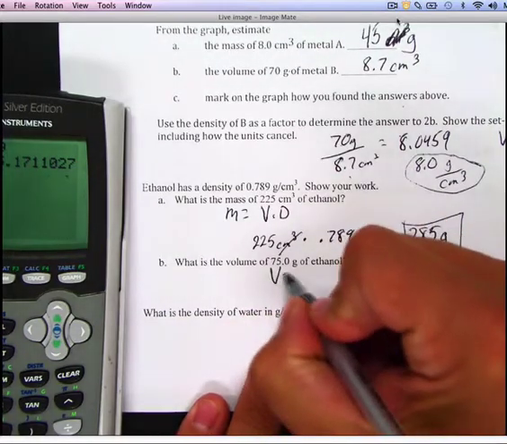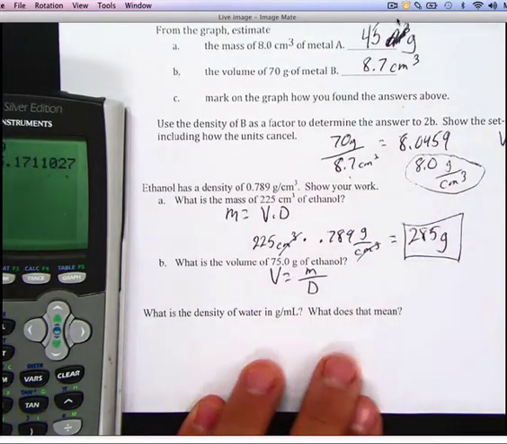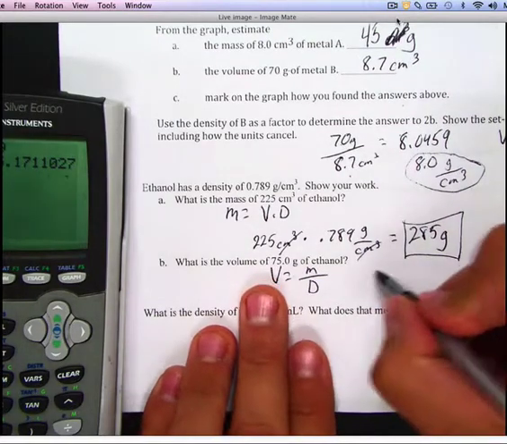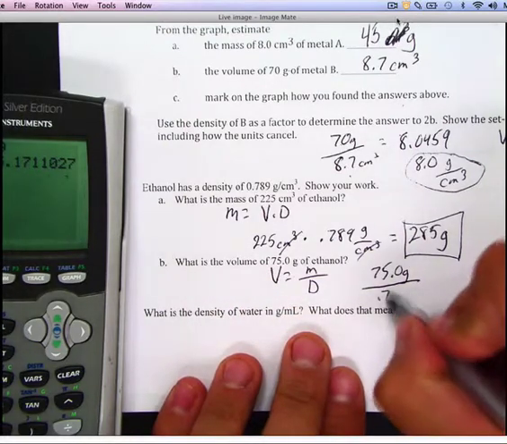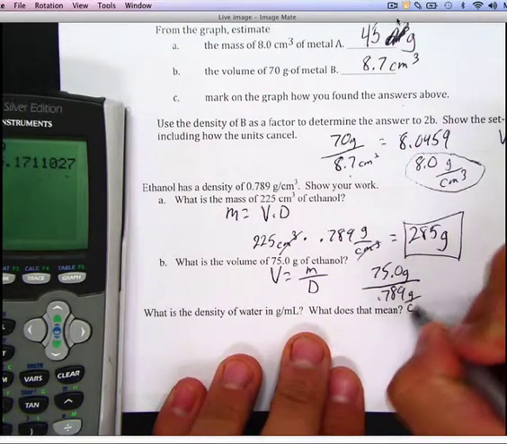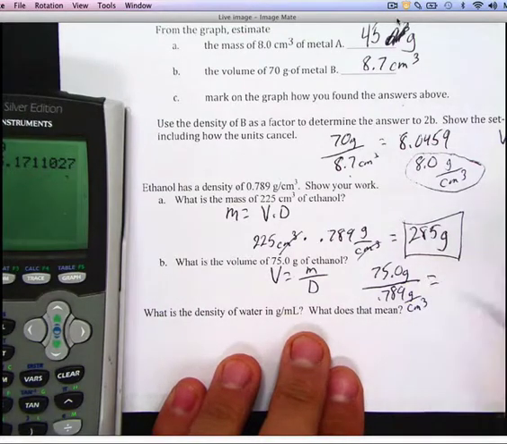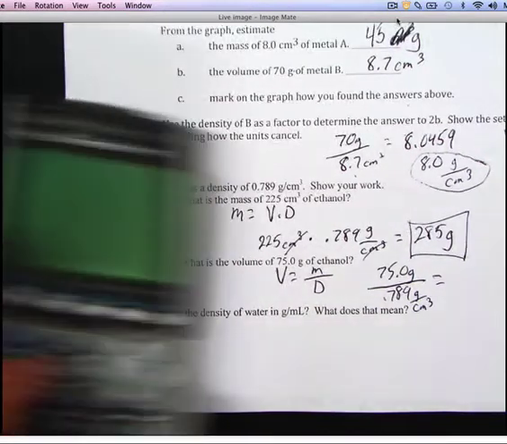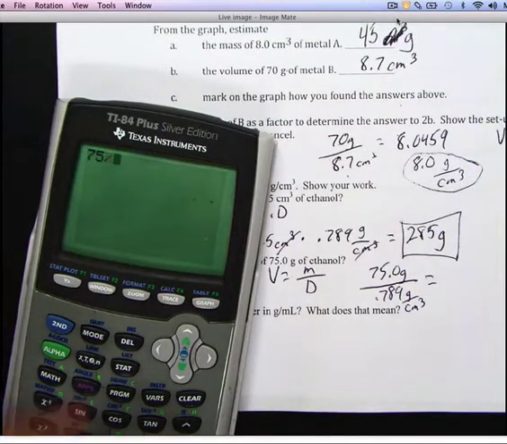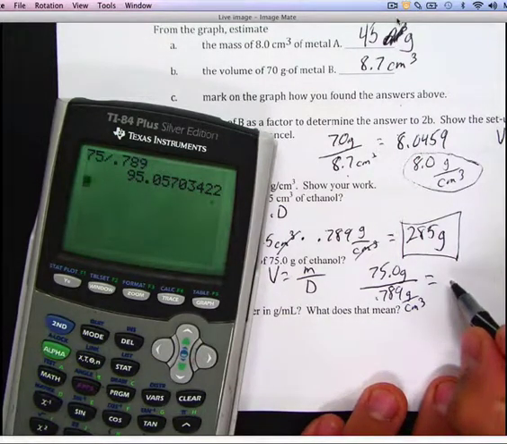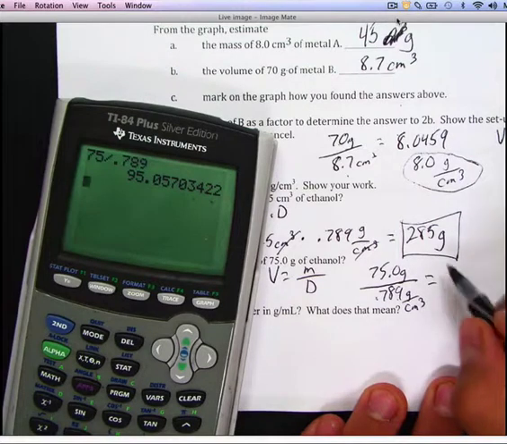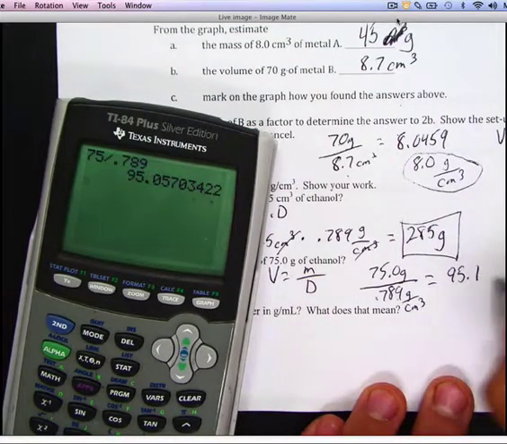The next one's asking you to find volume. So we know volume is equal to mass over density. Plug your numbers in. Well, we have mass, 75.0 grams, 3 sig figs, over 0.789 grams per cubic centimeter. Punch it in your calculator, figure out the answer. 75 divided by 0.789, and you should get an answer of 95.05, and that's the correct sig figs, because you want three significant figures, 95.1, and because grams cancels out, it should be cubic centimeters.